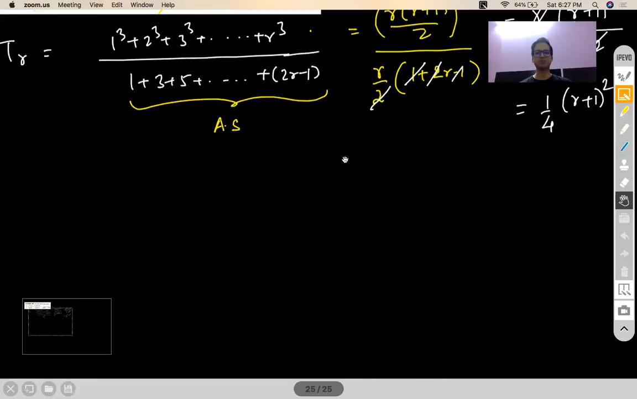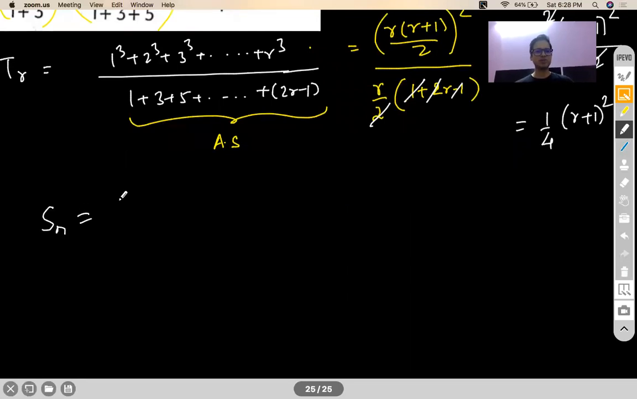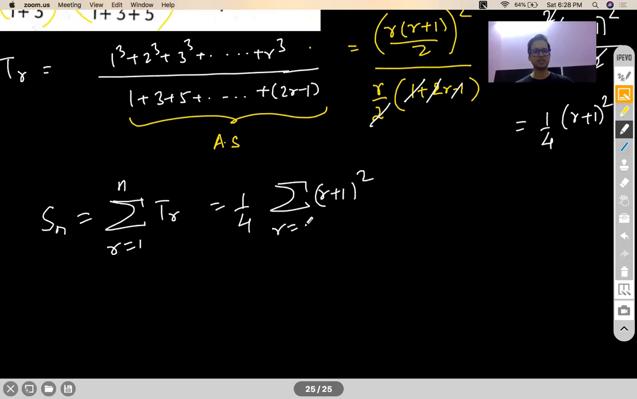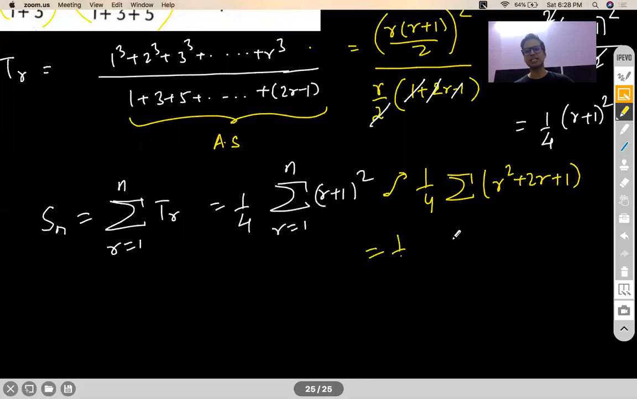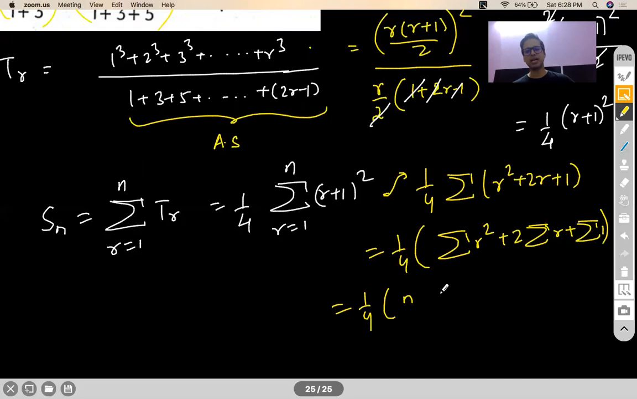Okay. Now, the second step is you have to apply your sigma method on TR, right? That means you have to do 1/4 of summation of R plus 1 the whole square, right? Now, there are two ways to do it. One is, of course, you expand it like this, R square 2R plus 1, okay? And apply individually summation on each one of them, okay? That will give you 1/4 n plus 1 to n plus 1 by 6 to n into n plus 1 by 2, and finally this n. Okay, this is one way to do it.